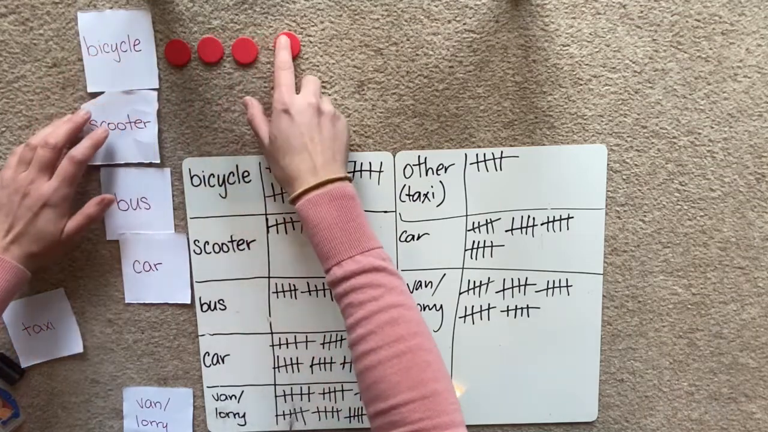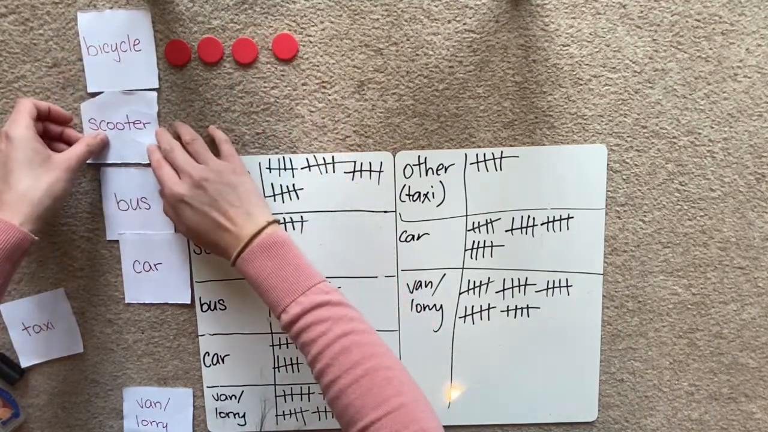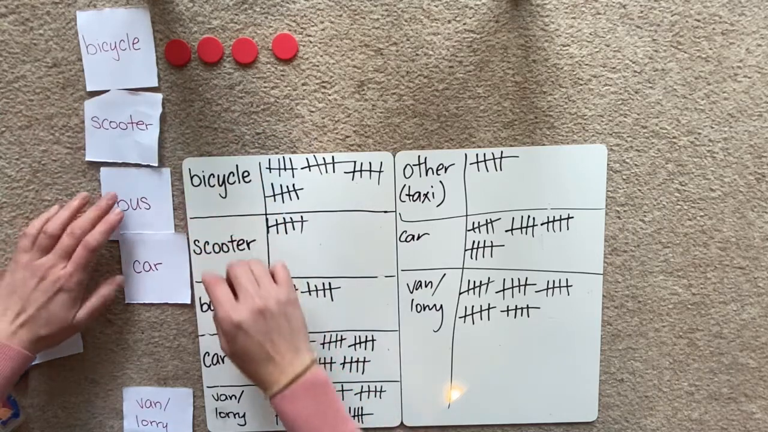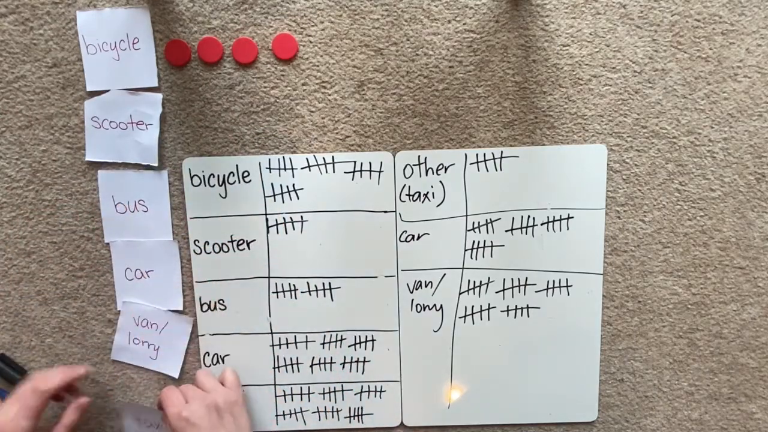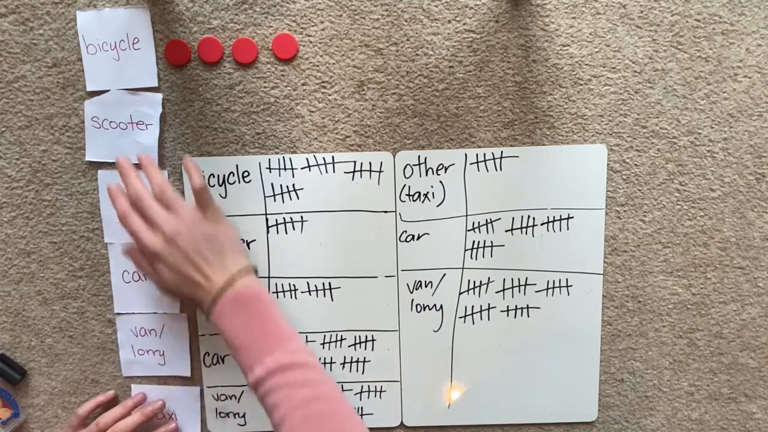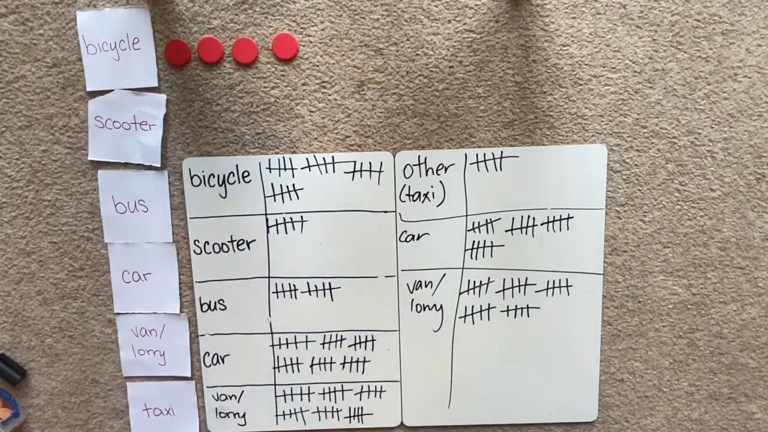Sorry guys, I didn't realize the labels were wrong. Bicycle, scooter, bus, car, van, lorry, and we'll do taxi last. Right. Losing my head a bit.